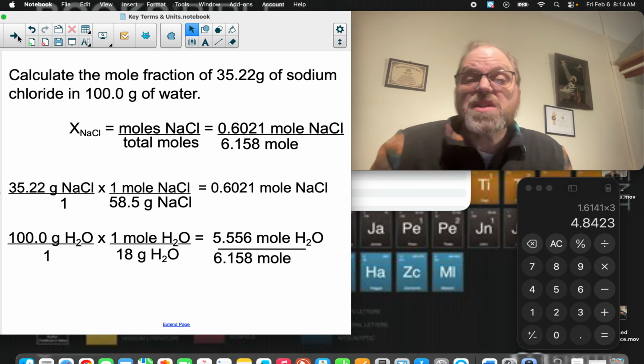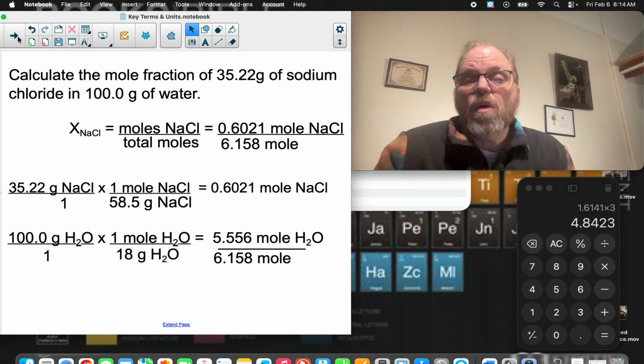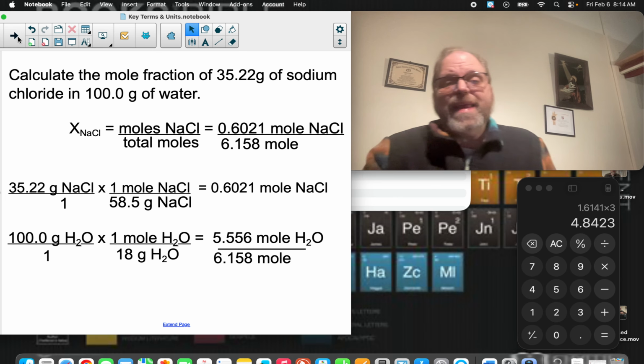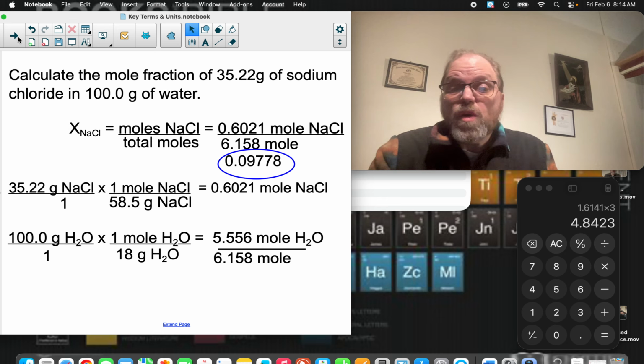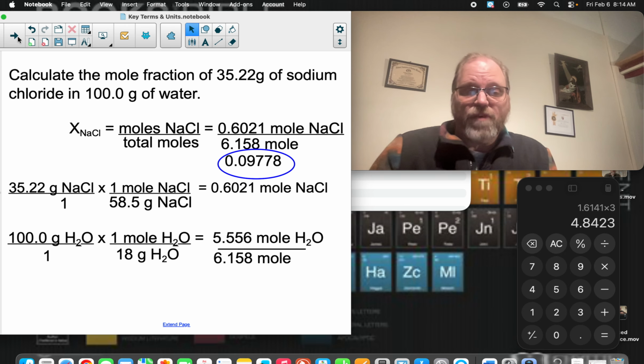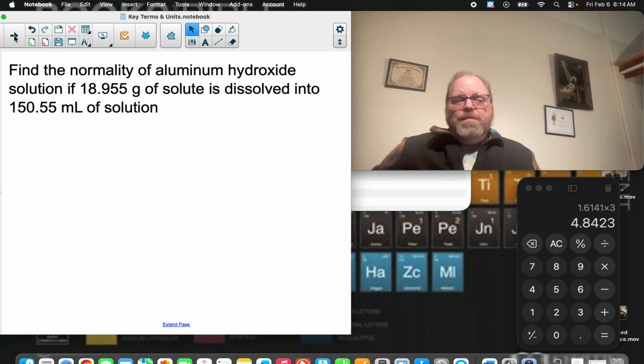When we take 0.6021 mole, divide by 6.158 mole, my moles cross out, I get 0.09778. That's it, no units. That's how we find mole fraction. Pretty straightforward, pretty easy. All right, now the last thing we'll look at is normality.